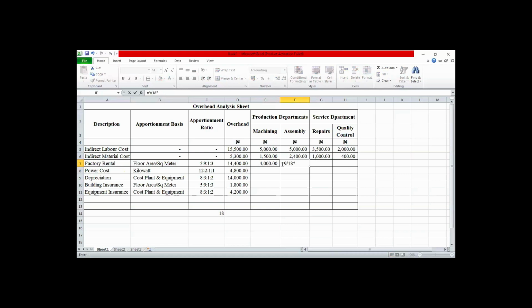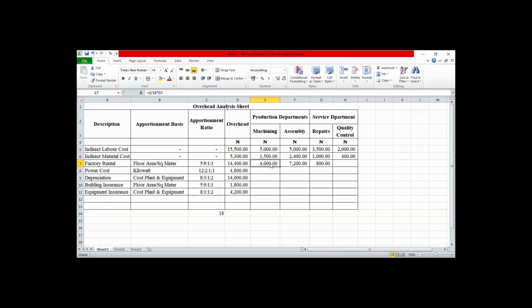9 divided by 18 times 14,400. Excuse me, sir. Is it correct with your own? Yes, sir. I didn't get 4,000 naira. I did not get 3,880. Oh, I didn't get 4,000, sir. What ratio are you using? Let's do it together again. It's okay, let's do it together.